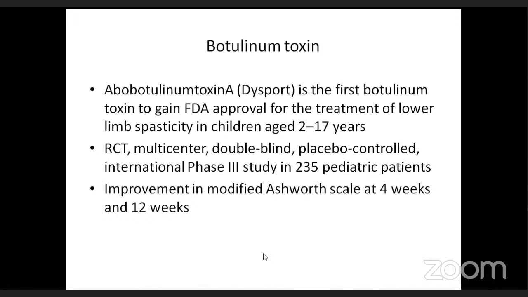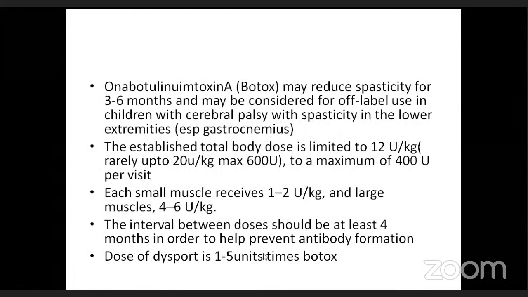It was based on a multicentric double-blind RCT which included 235 patients, out of which 150 were pediatric patients who had received Botox and 77 had received placebo. There was an improvement in the modified Ashworth scale at 4 weeks and 12 weeks. Hence, the approval came that it is effective for focal or segmental spasticity. However, Botox or onabotulinum toxin A can also reduce spasticity for 3 to 6 months and may be considered for off-label use in children with cerebral palsy with specific lower limb involvement, especially the gastrocnemius.